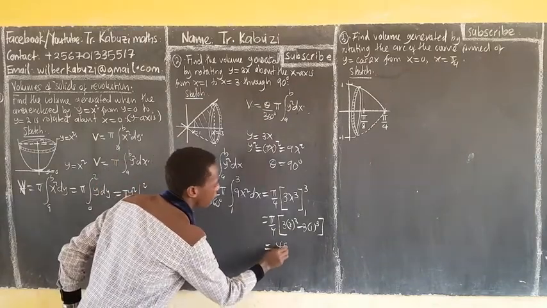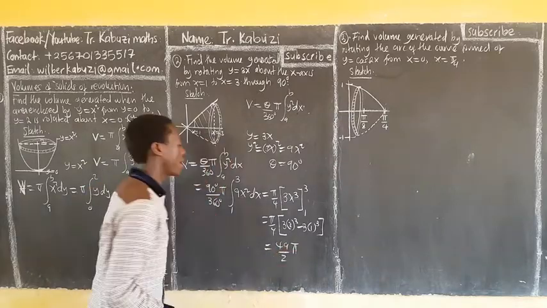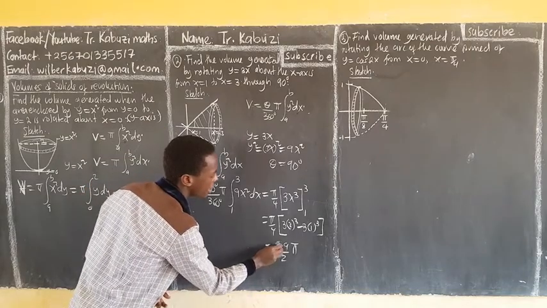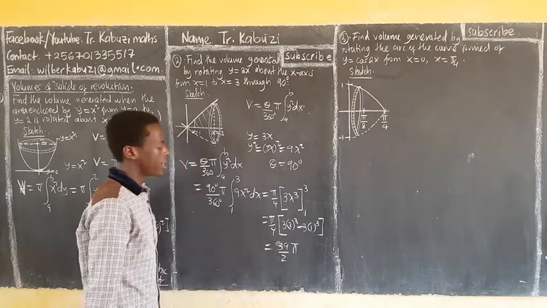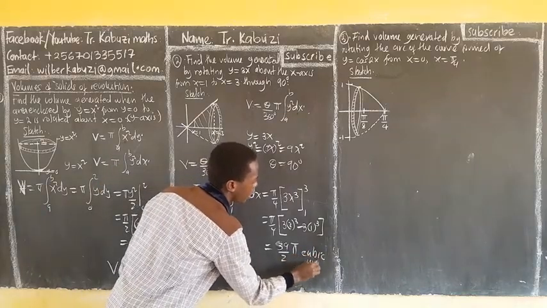This will be 49 over 2, then 5. And these are going to be, no, this is not 39, it's 39, or 7 divided by 2.5, then cubic units.